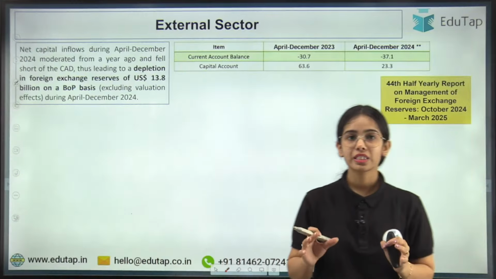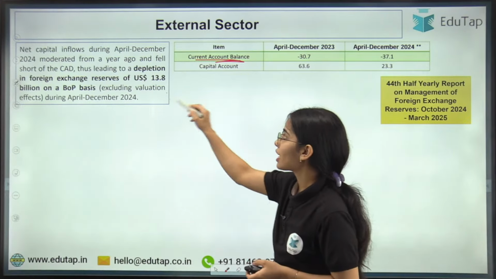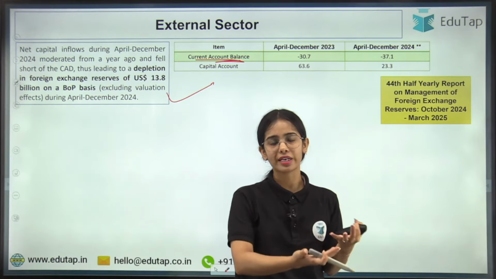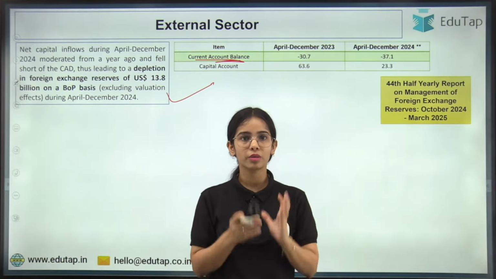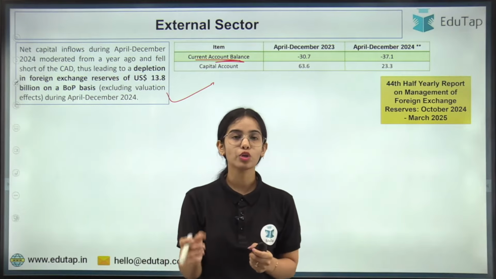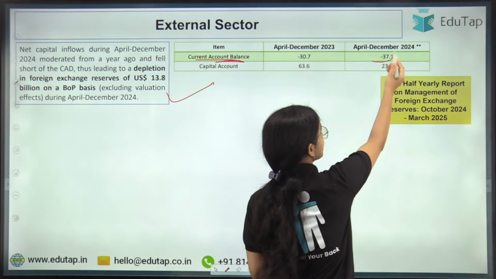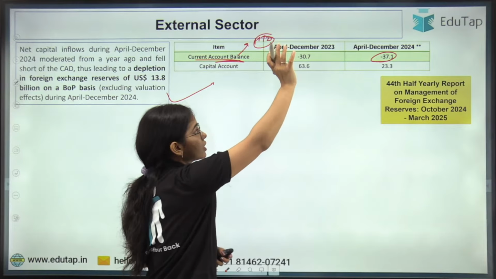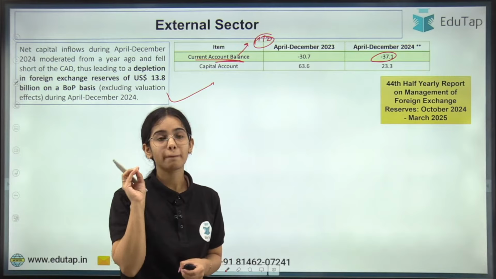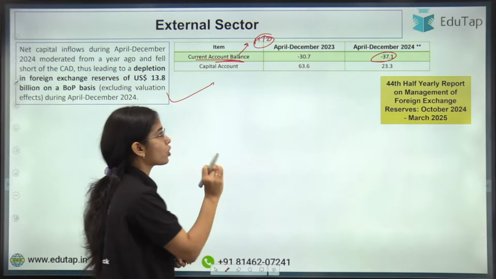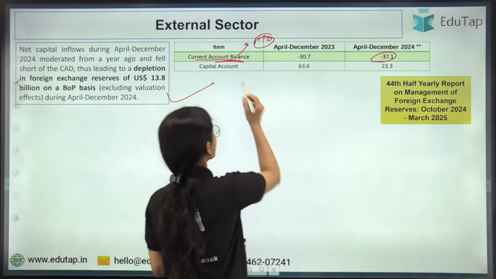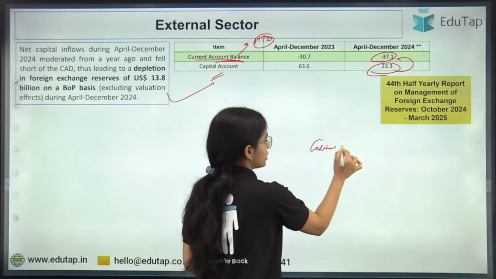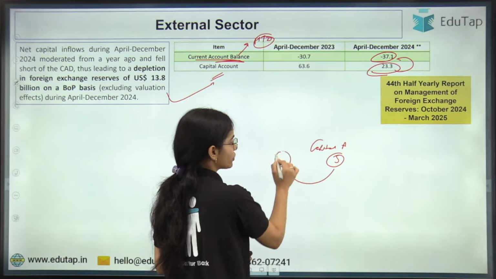Okay, so now we have seen the current account balance. This we have discussed in the 44th half yearly report on management of foreign exchange reserves. This we have discussed in the Finance 360-degree session. In this also the balance of payment data was shown for April to December 2024. So the current account balance was negative 37.1 because of the huge merchandise trade deficit. The current account was in deficit of $37.1 billion, while the capital account was in surplus of 23.3 billion dollars. So you can see that the surplus of the capital account is only able to cover a part of the deficit of the current account.